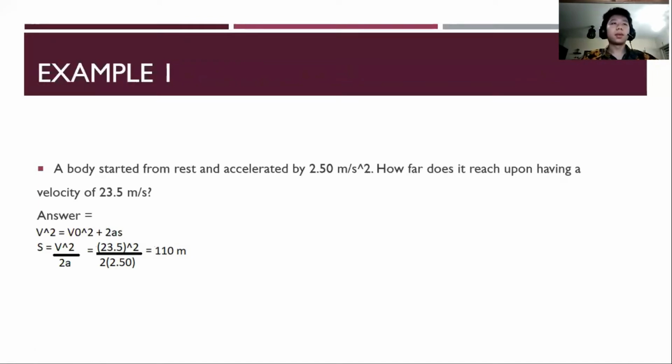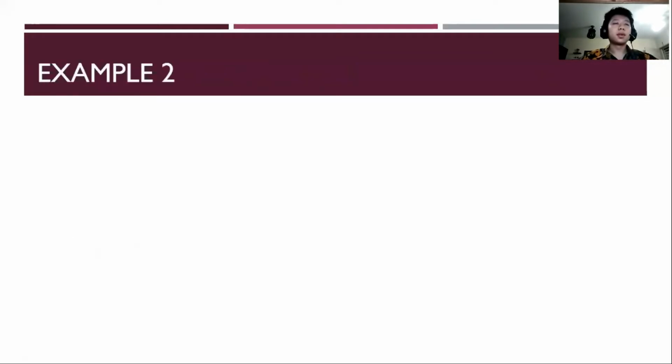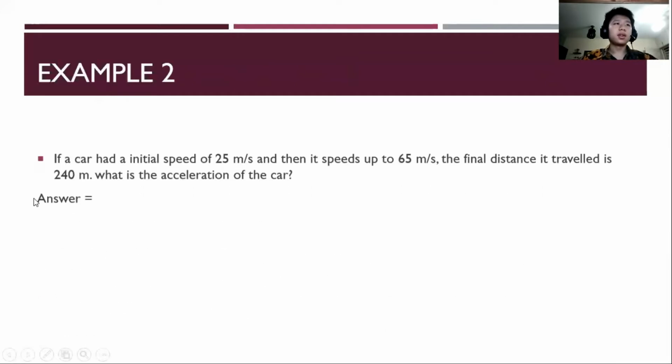Now, on to the second example. If a car had an initial speed of 25 meter per second and then it speeds up to 65 meter per second, the final distance it traveled is 240 meter. What is the acceleration of the car?